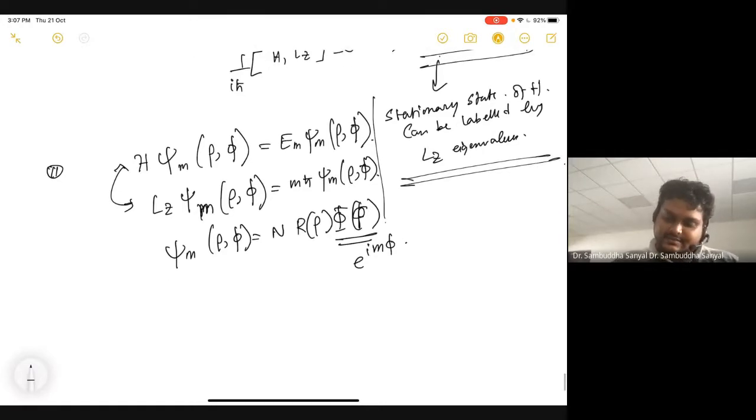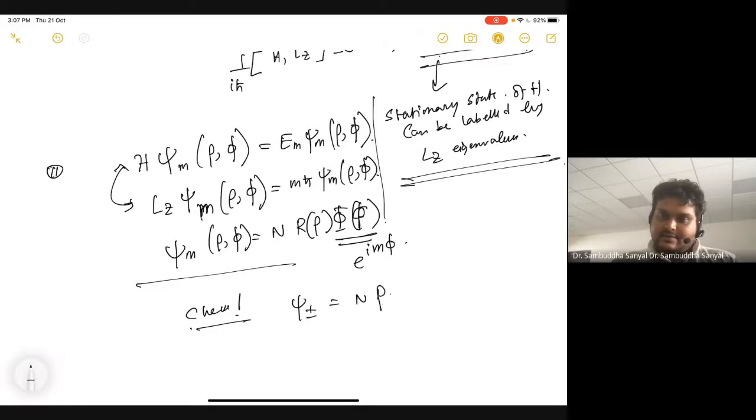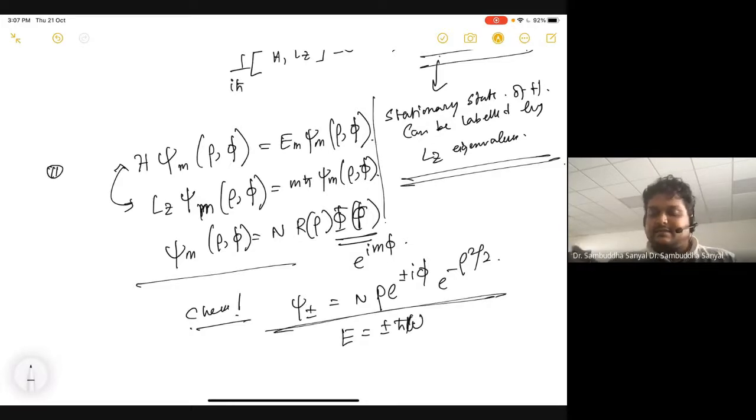So check this. First check this structure, and then also check the psi plus minus n of rho with e to the power i phi. This is a very easy check. So these two wave functions are just the ones we constructed by adding and subtracting the Cartesian solutions. These two wave functions are angular momentum eigenstates, and they are also energy eigenstates with these two different energies.